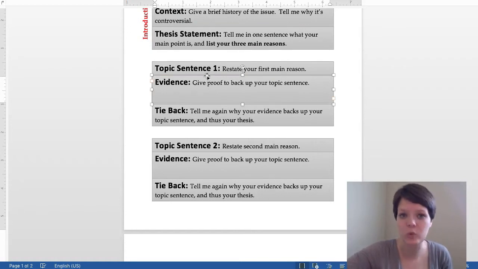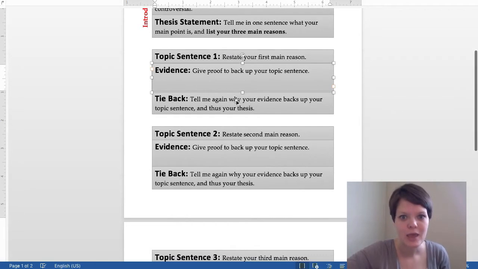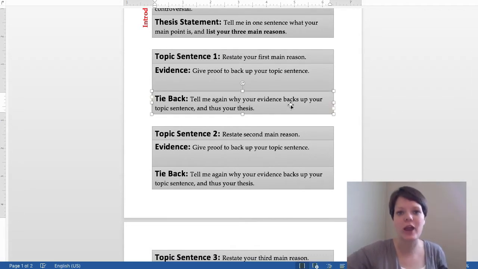And then you would take up the rest of the paragraph giving the proof that shows why cats don't smell as much as dogs. You could cite a study. You could talk about behaviors you've noticed in your cat, about how it uses the litter box automatically or things like that. And that would be evidence that shows me why this topic sentence is true. And then end with tying your evidence back to the thesis one more time.